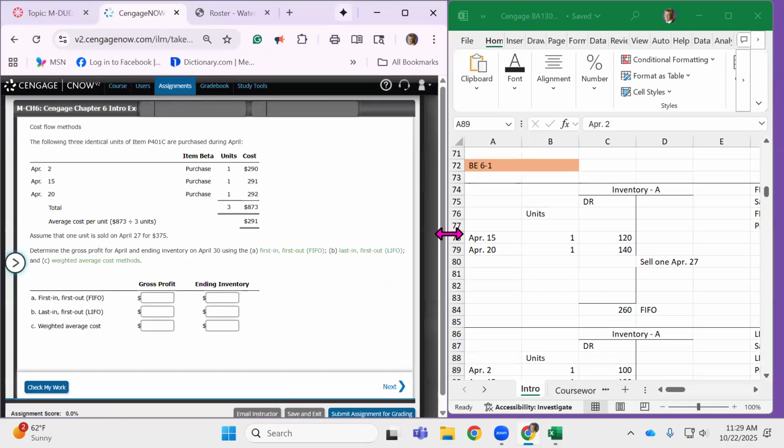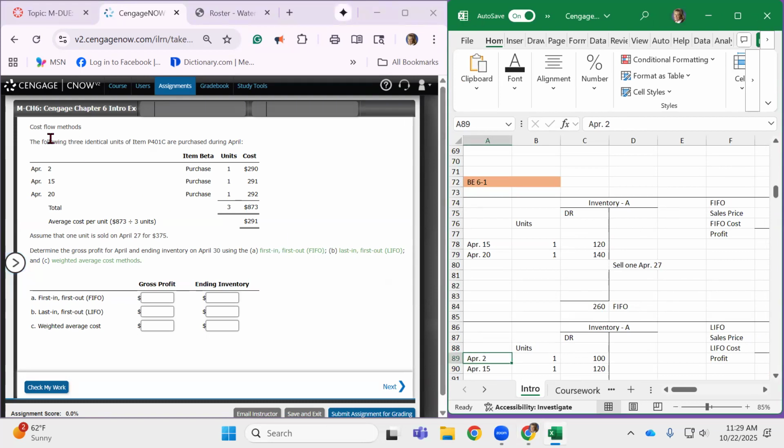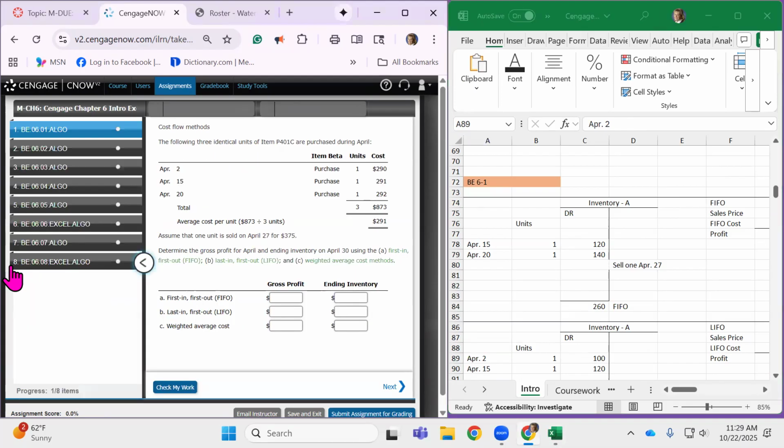Okay, so some of you may have already gotten started. So here is my inventory account. Let me stretch this out a little bit so we can see it. First of all, I would identify what cost flow method we're going to use. The objective is to determine the gross profit for April and the ending inventory on April 30th, using the first in, first out, last in, first out, and weighted average cost methods.